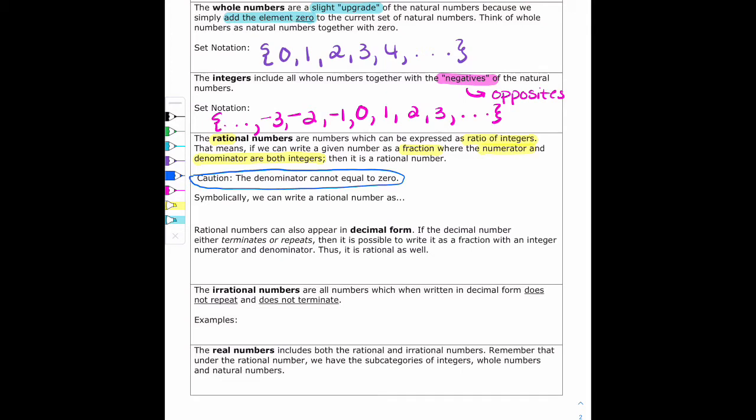We have to remember that the denominator can never be equal to 0. So you are not going to have 0 in the bottom of the fraction. And I like to explain this as how you learned fractions in the first place. When you learned fractions, you learned that the number on the bottom was the total number of pieces.